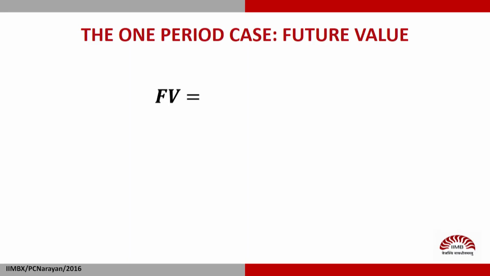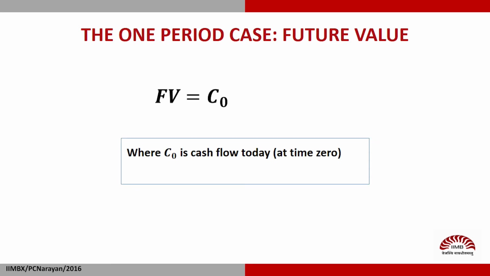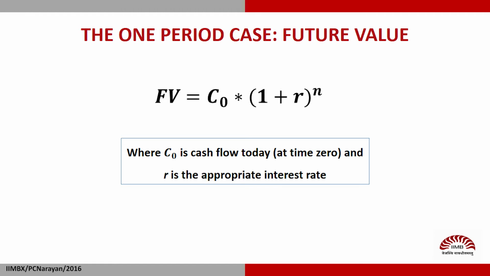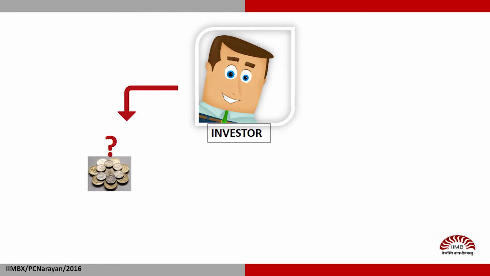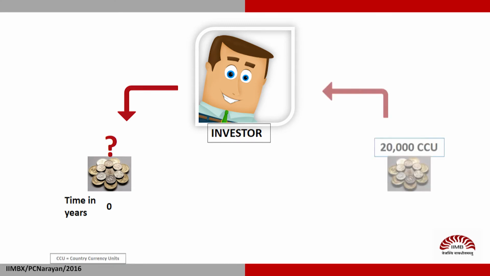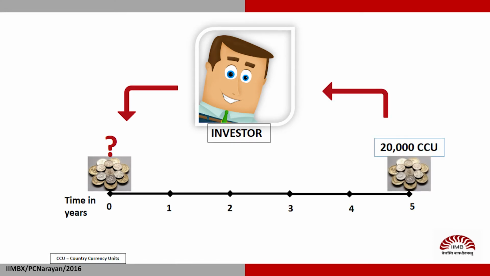If you take 1 period, just for 1 year, the formula would read future value is equal to, I've replaced present value by C naught, that means the amount of cash I have at time 0, and that would be C naught into 1 plus r is equal to future value. Let's complicate this a bit more. How much would an investor have to set aside today in order to have 20,000 currency units 5 years from now, if the current rate is 15%?